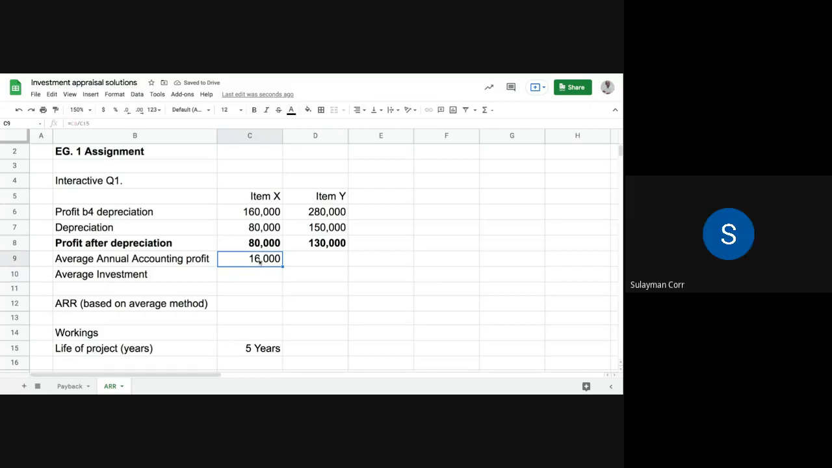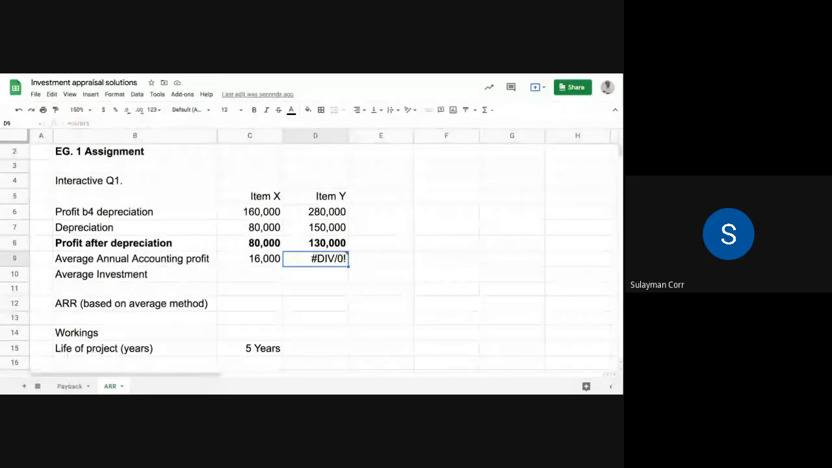You replicate to the other item. I've replicated. This is what I got. Is this correct, Mr. Fofana? No, that one is not correct, sir. Why is it not correct?